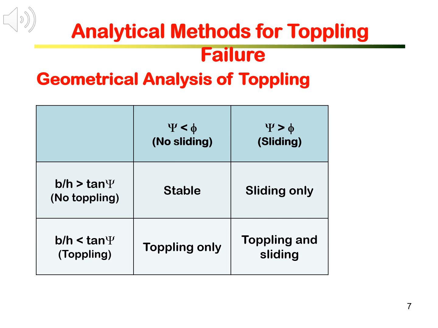Toppling only is when B over H is smaller than the tangent of the tilting angle, but the tilting angle is smaller than the base friction angle. In this case, no slide, only toppling. However, when B over H is smaller than the tangent of the tilting angle and the tilting angle is greater than the base friction angle, we have sliding and toppling at the same time.